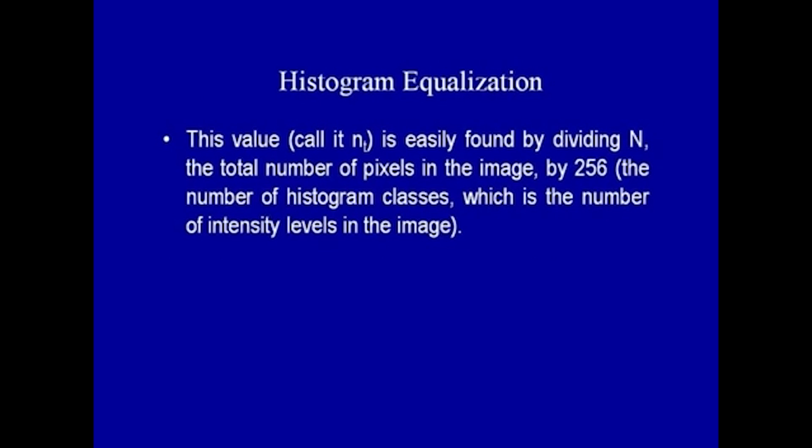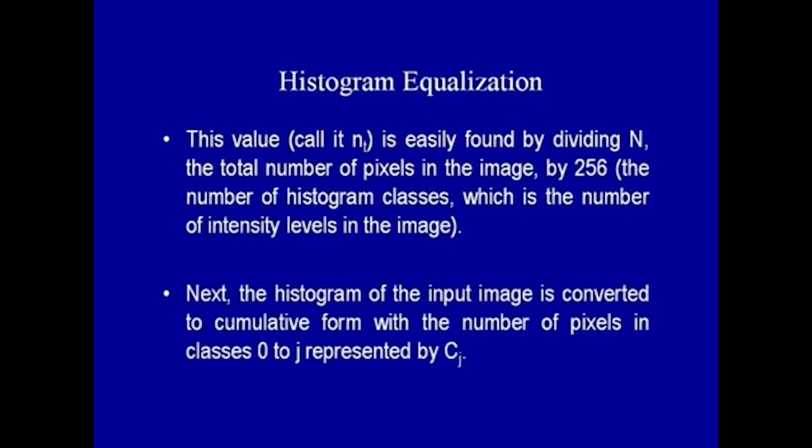So, in order to perform this distribution, we determine a target pixel count, which we call NT. This can be easily found by dividing n, the total number of pixels in the image, by 256, the number of histogram classes, which is the number of intensity or brightness levels in the image.